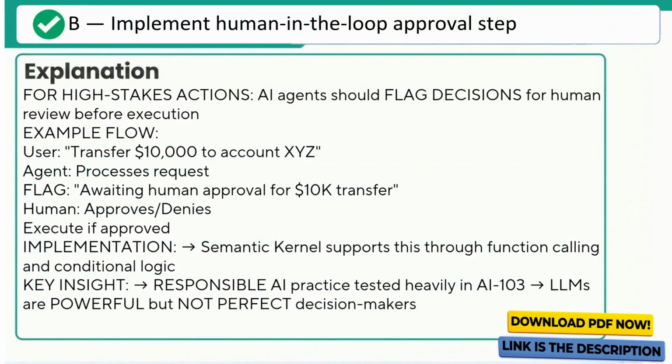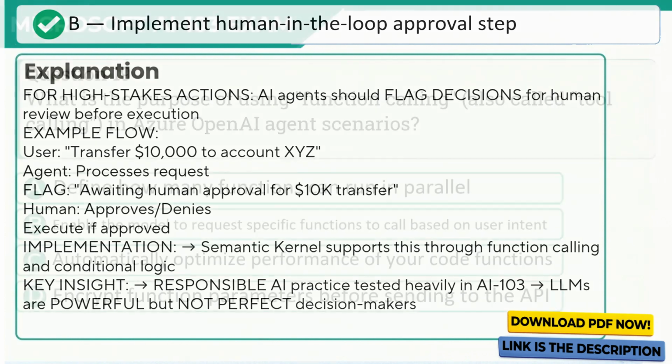Explanation. For high-stakes actions, AI agents should flag decisions for human review before execution. Example flow. User: transfer $10,000 to account XYZ. Agent: processes the request, flags it, awaiting human approval for the $10K transfer. Human: approves or denies. Execute if approved. Implementation: Semantic Kernel supports this through function calling and conditional logic. Key insight: responsible AI practice tested heavily in AI-103. LLMs are powerful but not perfect decision makers.